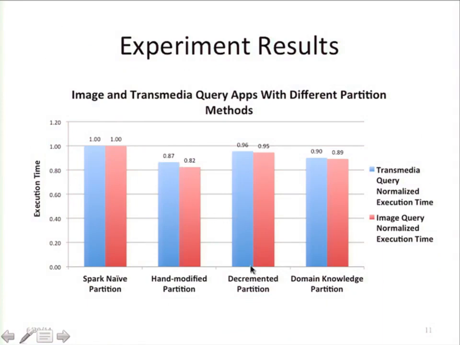And the second column here is by using the decremented partitioning method. And you can see here, it shows a slight improvement in this case. And if you're using the domain knowledge partitioning, you will get better performance. The best case is 11% of improvement.